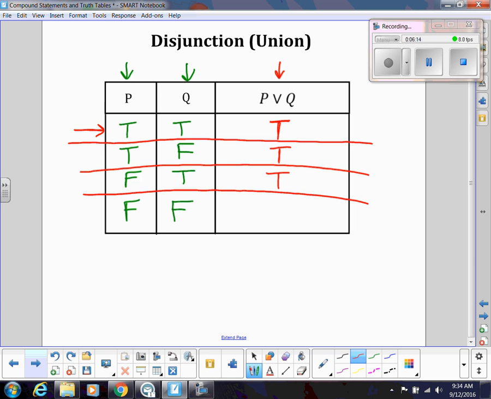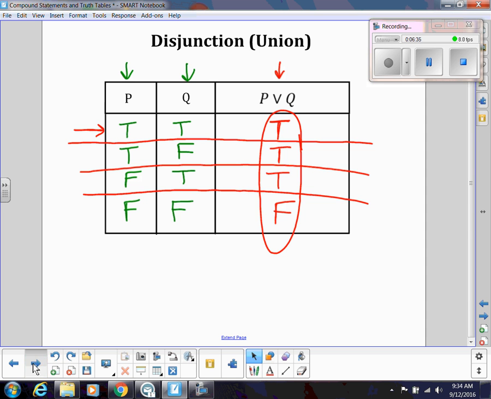So the only time this is false is this last one. So you didn't study, you didn't get an A on the test. So when we say I studied or I got an A on the test, that's false. That's wrong. That's incorrect. So this is what we call the truth value for our compound statement. That's the disjunction, the union, or.